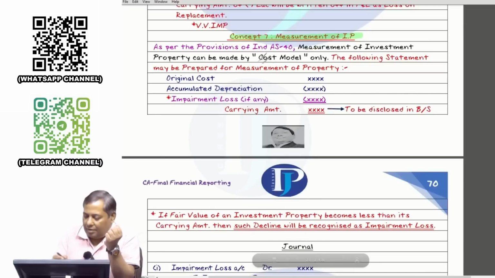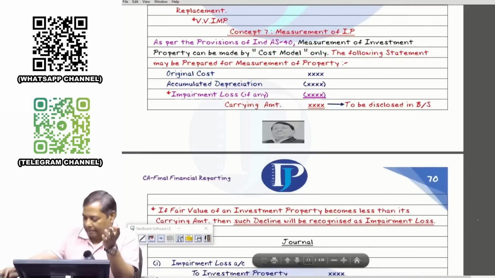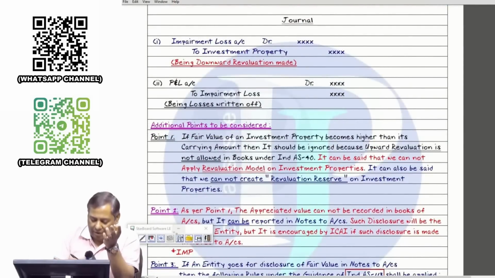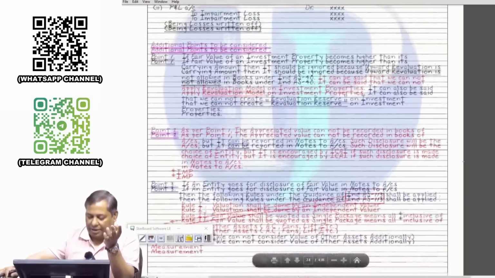Look at this. Cost model only, understand? You can write the original cost, depreciation, impairment loss. That impairment loss will go into P&L. You have been given entry for this. Look at the impairment loss. Then there are some additional points that I have mentioned.